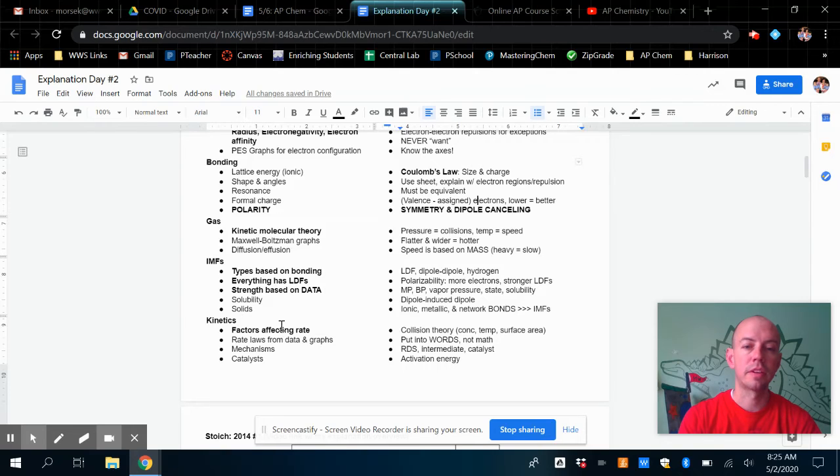And then with different types of solids, just the reminder that several solids, ionic, metallic, and network solids, are all held together by bonds, which are much, much stronger than IMFs.